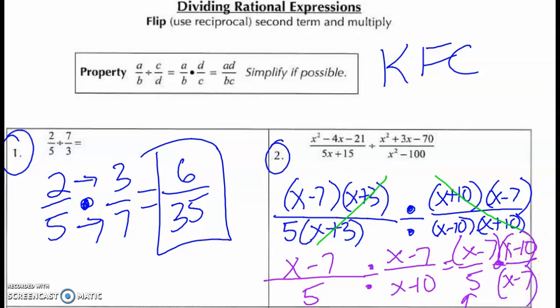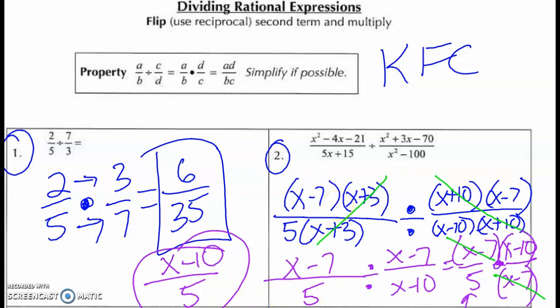Because that'll hopefully trigger your brain to say, hey, I can do some canceling. And now we're going to cancel the x minus 7 up in the numerator and cancel the x minus 7 in the denominator. So our final answer, and I'm going to write it over here, is x minus 10 divided by 5. And we're just going to leave it like that. All right, that is a fine answer. There's no need to simplify the 10 over the 5. Just leave it alone. All right, that is the final answer.